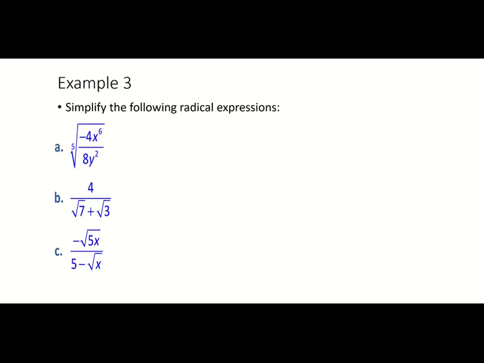So here we're going to simplify b. Now, to rationalize this denominator, it's a little bit different than the first one because we have an expression down here on the bottom: the square root of 7 plus the square root of 3. In order to rationalize the denominator when you have an addition or a subtraction problem, you need to multiply by the conjugate.